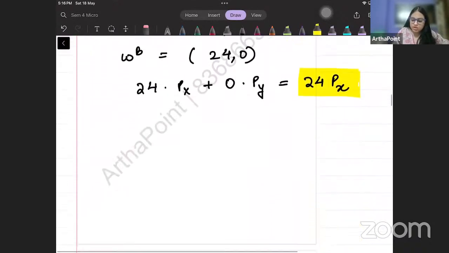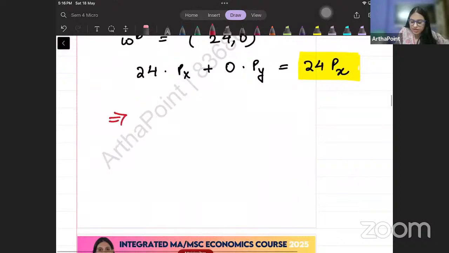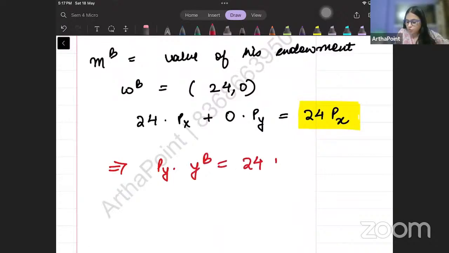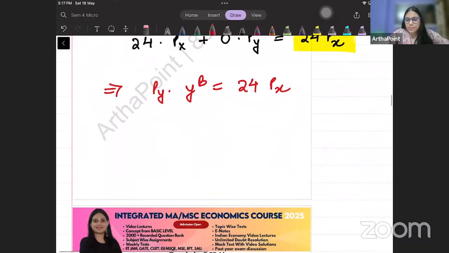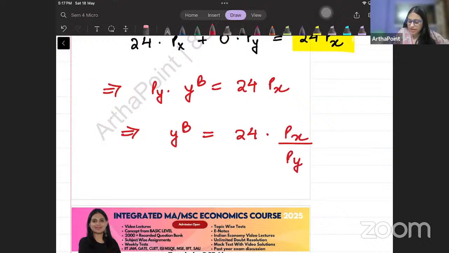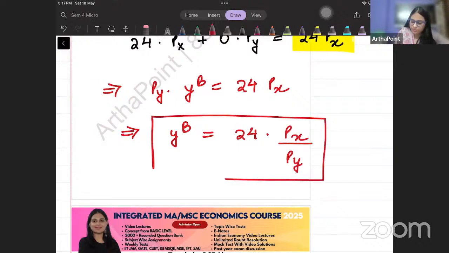And here I will put this only. So from here, beta, what will I get? I will get PY into YB is equal to 24 PX. So from here, individual B कितने units Y की consume करेगा बेटा? 24 into PX by PY. ये बात clear हो गई?